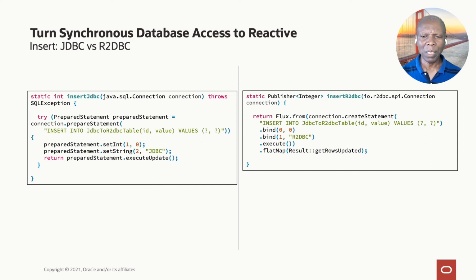On the R2DBC side, we are returning a flux. So we create a statement. This is the insert statement. We are binding the values. The first column starts with 0. We give it a value, it's an integer. The second column is a string. It starts with 1. We give it the value. We execute, and we return a flat map. We are executing the flat map to get rows updated, because when you do an insert, you return a count.